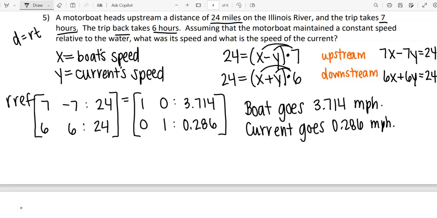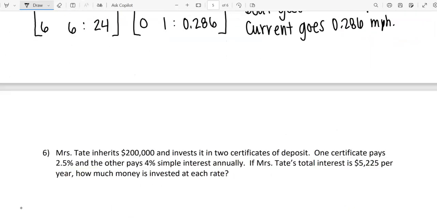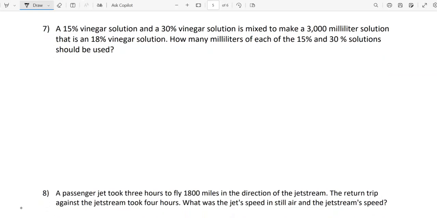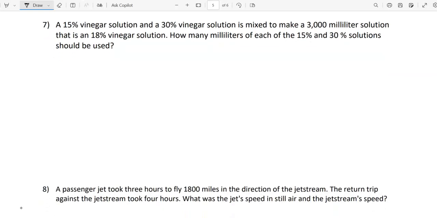That's the same upstream and downstream. The difference is upstream, they work against each other. Downstream, they work together. Okay? Questions on that one? Let's keep going. I figured that's what that was. We're not going to do 6. That's going to be tomorrow. We're going to do 7. Hey, we're almost done. You guys are being awesome.